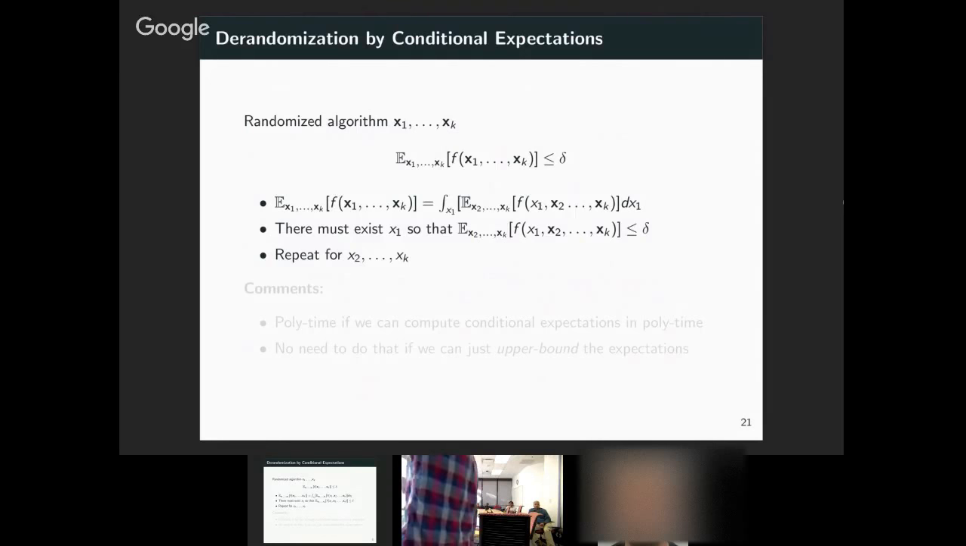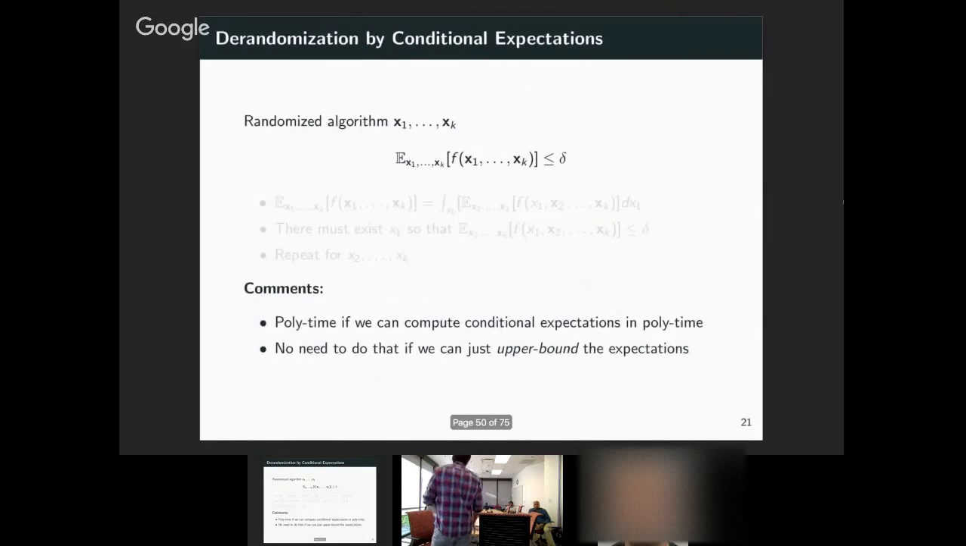Then, we can write this big expectation by integrating with respect to the first random variable and using a probabilistic method kind of argument to say, if this integral is less than or equal to delta, there must exist a realization of x1 which gives me the same kind of expectation with respect to the rest upper bounded by delta. And I can just repeat the argument. And then in the end, what I find is a deterministic assignment of these x's.